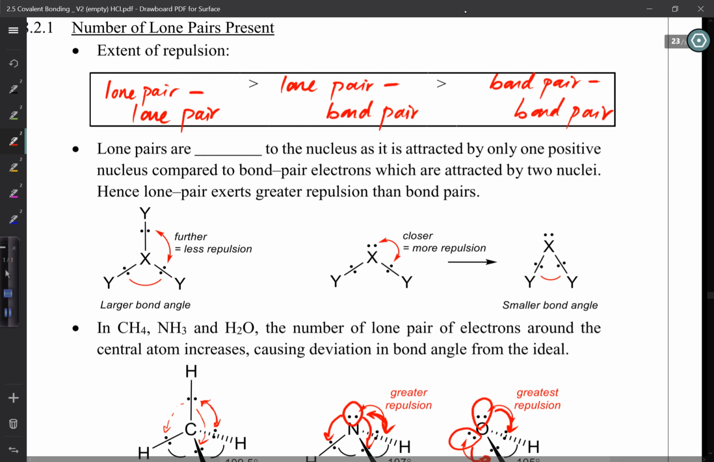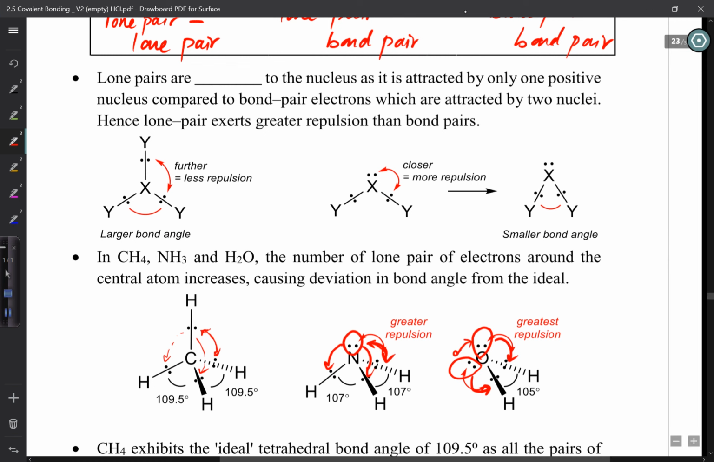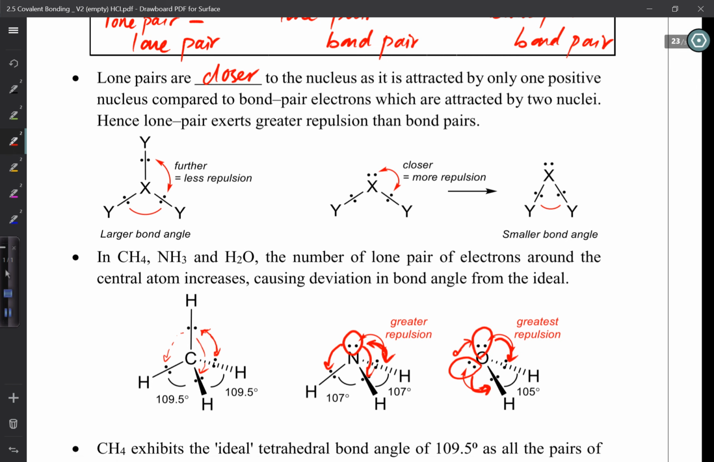But won't the lone pairs repel each other? Yeah, they repel each other as well. So this repulsion on top of this repulsion will make the bond angle smaller than 109.5 and smaller than 107 degrees. Alright? So that's why lone pairs are closer to a nucleus, as they are attracted by only 1 positive nucleus, so that's why they exert a greater repulsion. So that's why the bond angles of methane, ammonia and water are not the same, right?